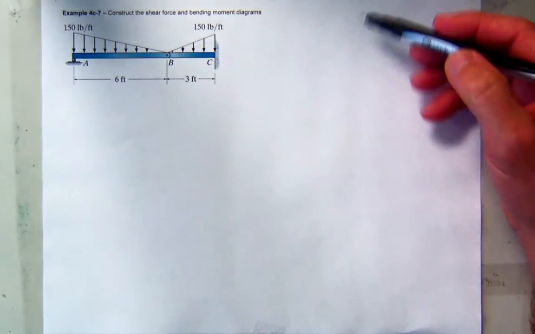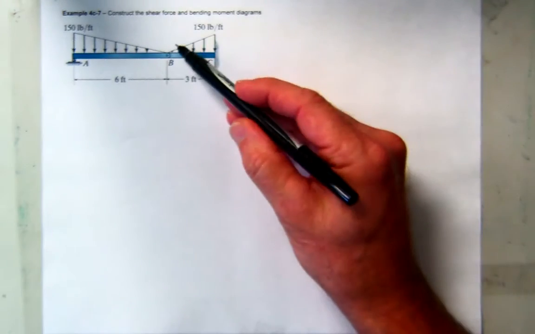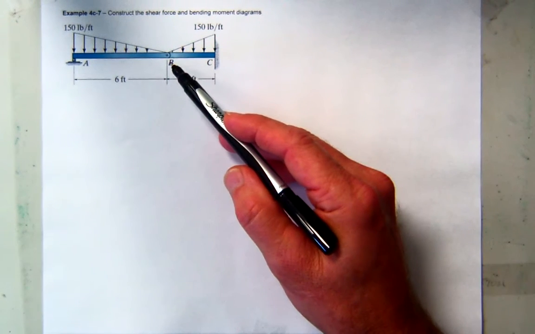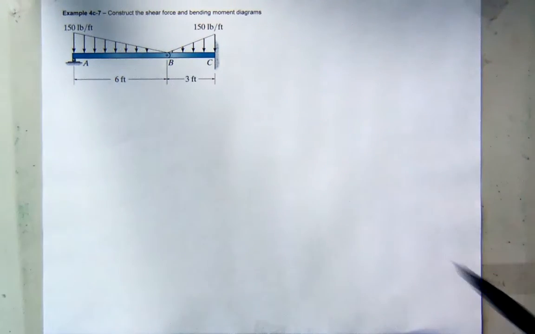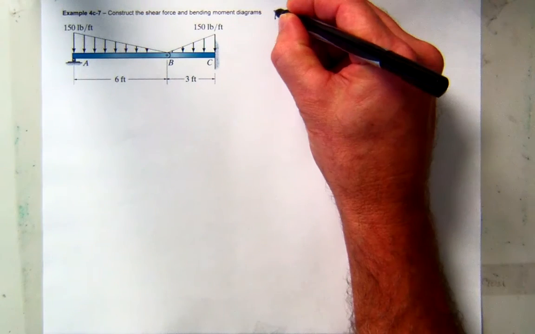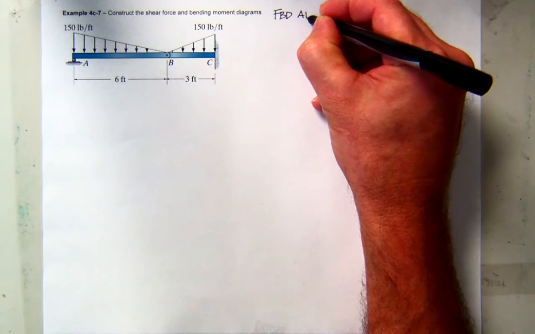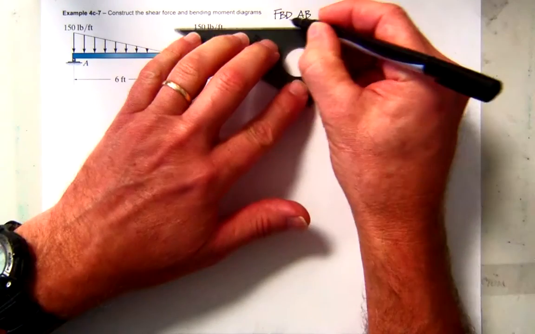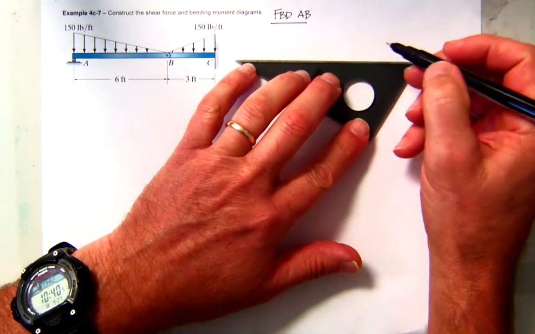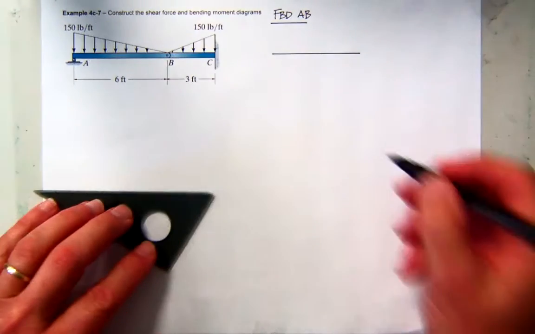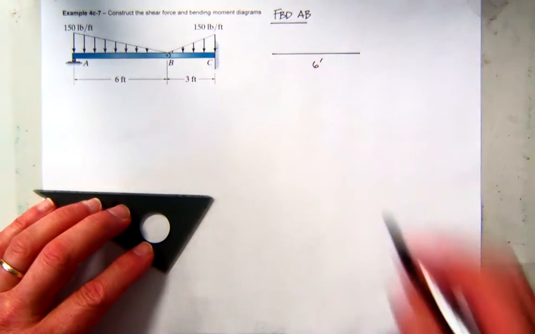So I'm going to draw it over here that way. I'm going to go ahead and separate it at B and draw a free body diagram from A to B, and then another one from B to C. So I'll start at the top, say free body diagram from A to B. So I will draw that. There she is, 6 feet tall, 6 feet long.